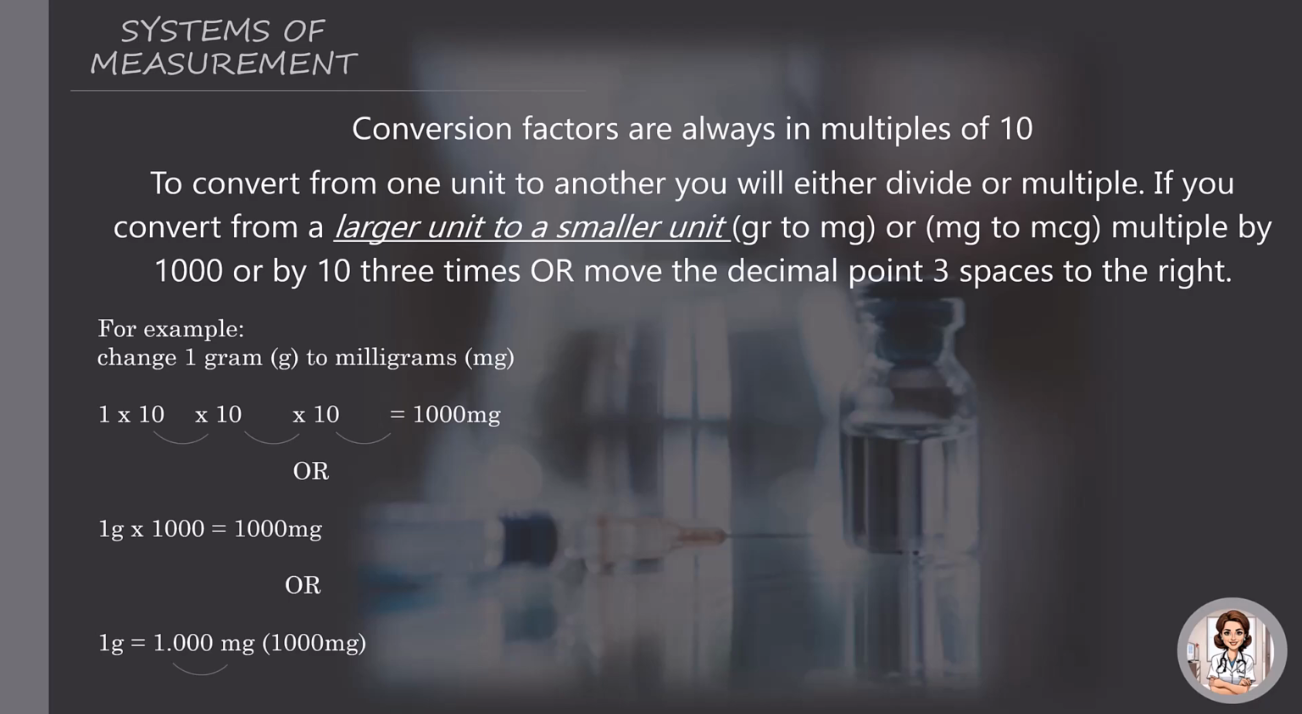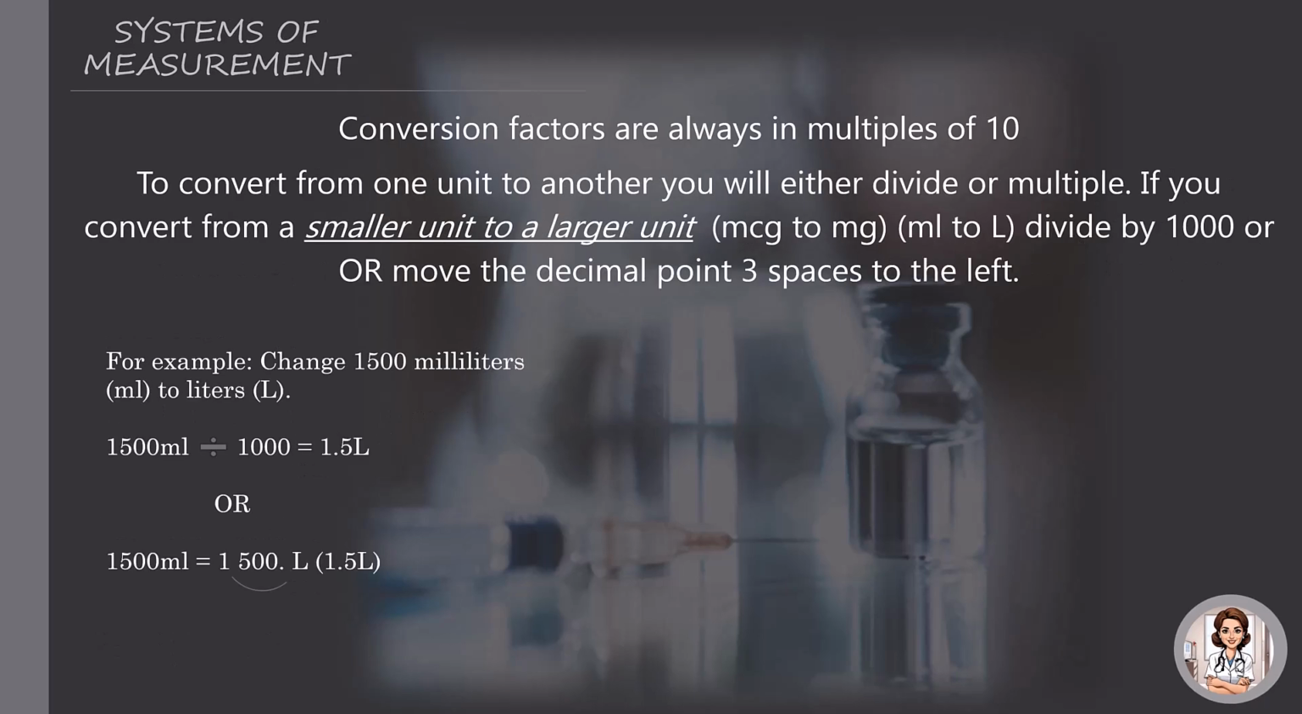In the metric system, conversion factors are always in multiples of 10. To convert from one unit to another, you will either divide or multiply. The rule is, if you're converting from a larger unit to a smaller unit, you multiply by the appropriate equivalency or move the decimal point 3 spaces to the right. This slide shows the example of multiplying by 10 3 times, multiplying by 1,000, and moving the decimal point 3 spaces to the right. Each approach provides the same answer. 1 gram is equal to 1,000 milligrams.